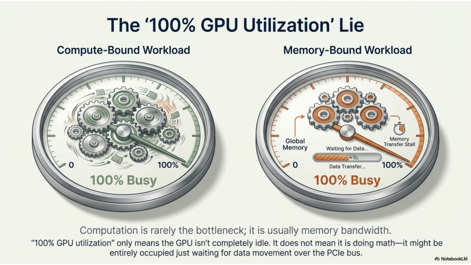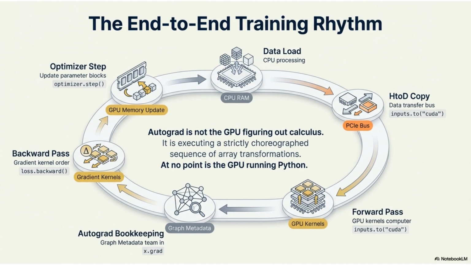The 100% GPU utilization metric can be misleading. It only means the GPU isn't idle, but it may be memory-bound, waiting for data over the PCIe bus, not actively computing. End-to-end training follows a rhythm: data load, host-to-device copy, forward pass, autograd bookkeeping, backward pass, and optimizer step.